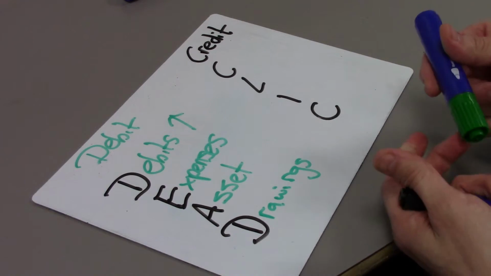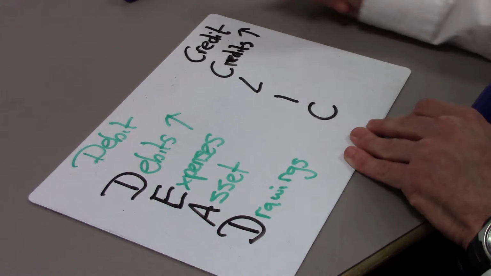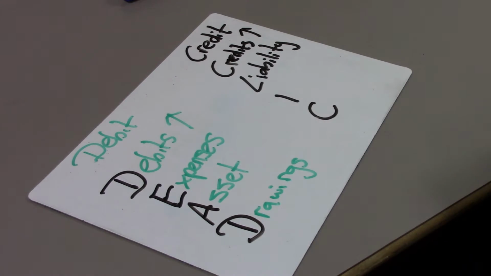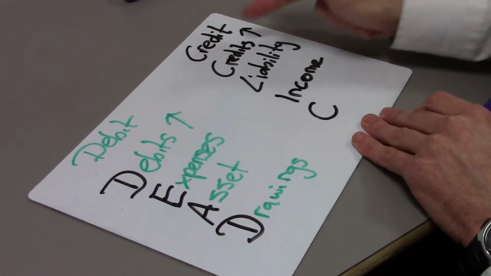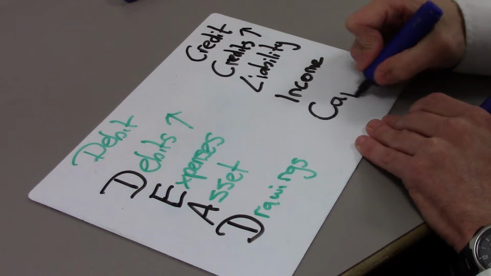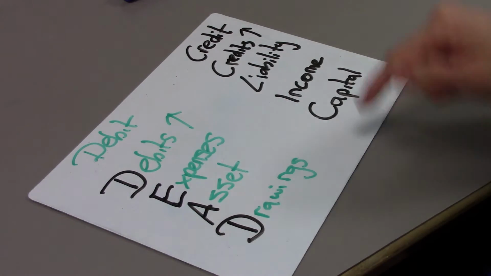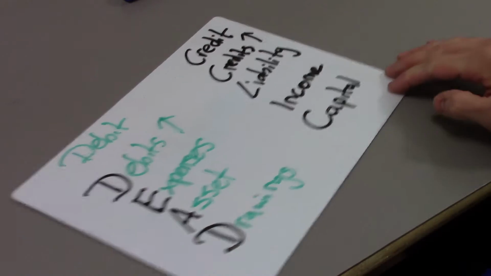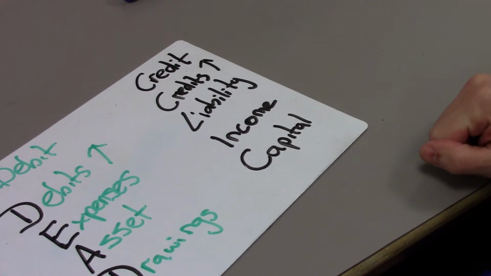On the credit side, credits increase liabilities. So if you have an increase in liability, it is a credit. If you have an increase in income, it is a credit. If you have an increase in capital, it is a credit. Now the vice versa is true, because if you reduce expenses, reduce assets and reduce drawings, then it's a credit. And on the other side, if you reduce liability, reduce income, reduce capital, then it's a debit.